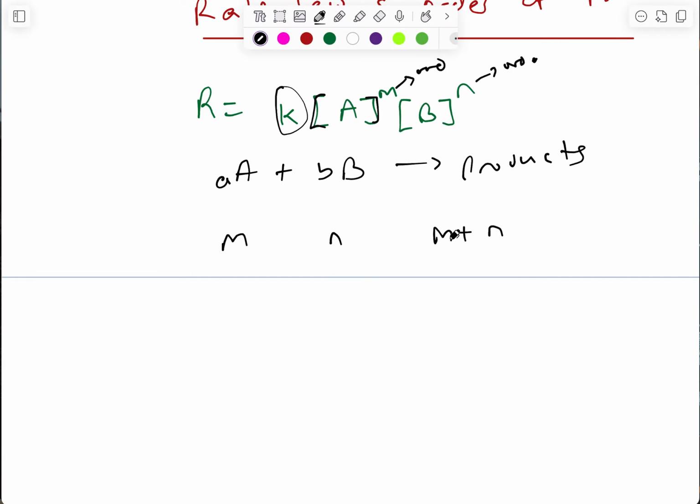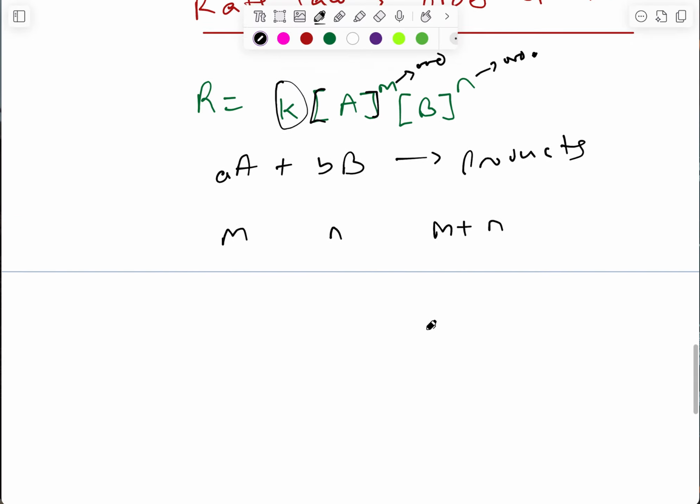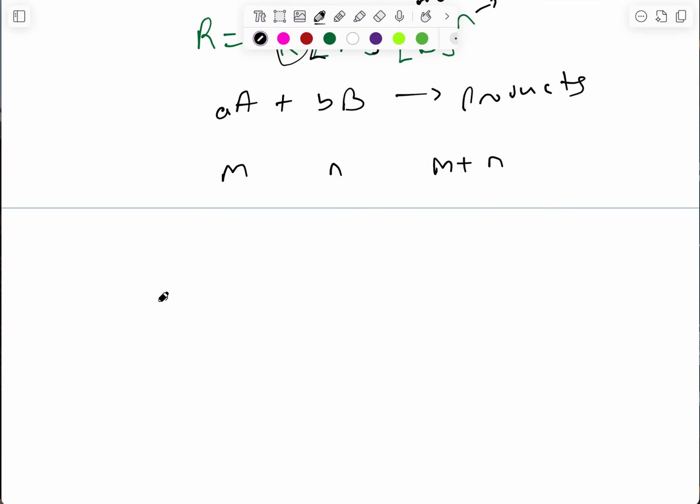It affects it differently. For example, if you have a reaction with A and B, and let's say A is of order 2, and then B is of order 1. So I will just not put anything there. So let's see what happens if you double the concentration of A now.